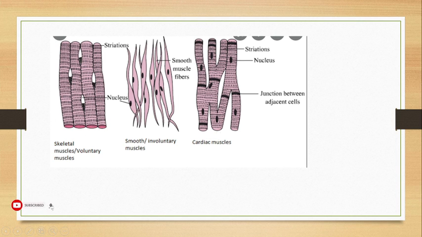And the third one is cardiac muscle. In the name itself we know that cardiac means heart. These cardiac muscles are present in the heart. In this we can see many nuclei present. And we can observe small striations here. So these are the striations present in the cardiac muscles.